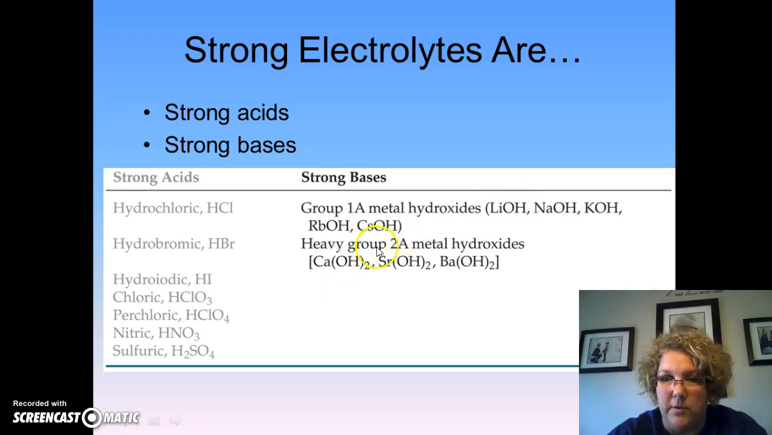Now, the other soluble hydroxides are the ones in the bottom of group 2: calcium, strontium, and barium. So all group 1 hydroxides and the bottom of group 2 hydroxides are strong bases.